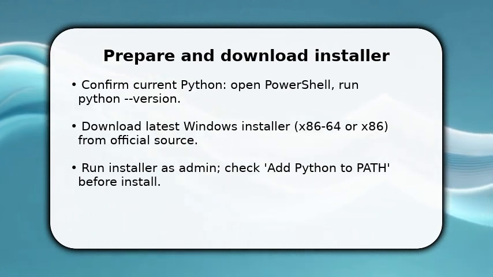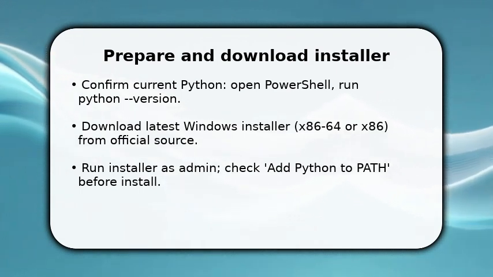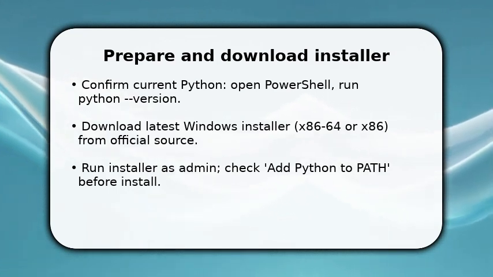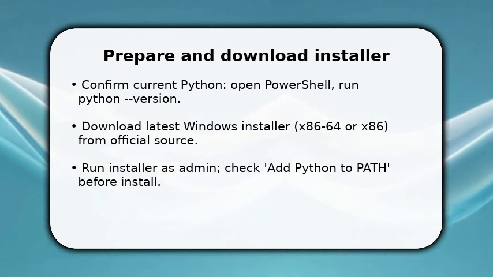Make sure to check Add Python to PATH on the first installer screen so you can use Python from any terminal. This step saves time and prevents path conflicts later, and it sets up the environment for smooth upgrades.